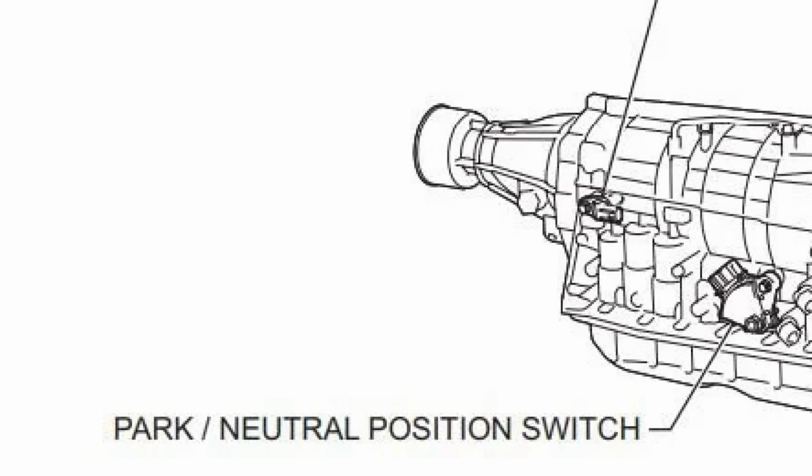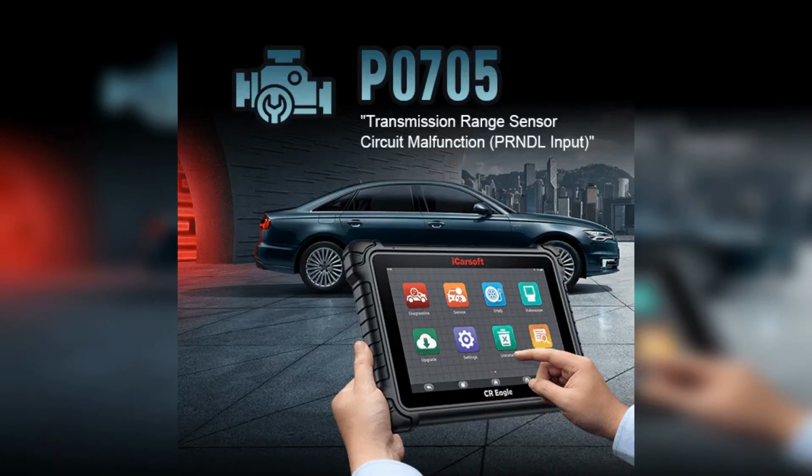Fault code P0705, sensor transmission range. In conclusion, understanding fault code P0705 is essential for diagnosing issues related to the transmission range sensor, A, circuit. This code indicates a problem with the PRNDL input, which can lead to shifting difficulties and affect overall vehicle performance. By recognizing the symptoms and potential causes, you can take the necessary steps to troubleshoot and resolve the issue effectively. Always consult a professional mechanic if you're unsure, as they can provide the expertise needed to ensure your vehicle operates smoothly and safely.